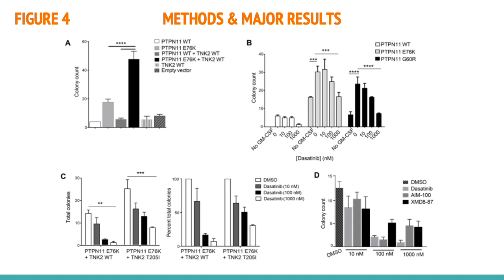So there was also a reduction in the number of colonies formed in the presence of different TNK2 inhibitors and mutant PTPN11. And this suggested that PTPN11 relies on TNK2 for transformation potential. And we see this in figure 4D. So you can see that AIM100, XMD887, and dasatinib, these are all kinase inhibitors. Again, DMSO is just the control. So basically, we find that there are few inhibitors that can get TNK2.